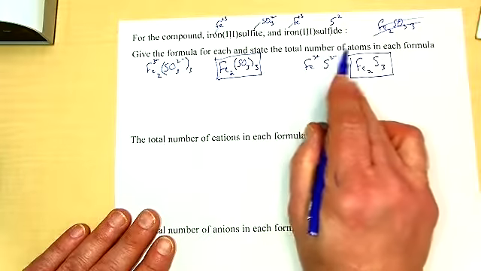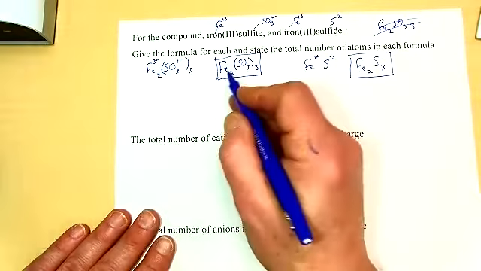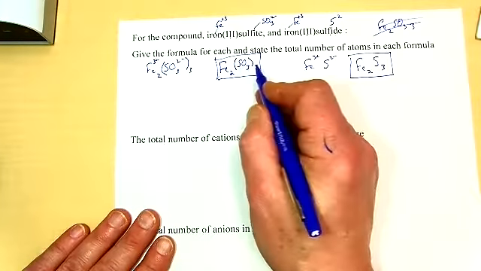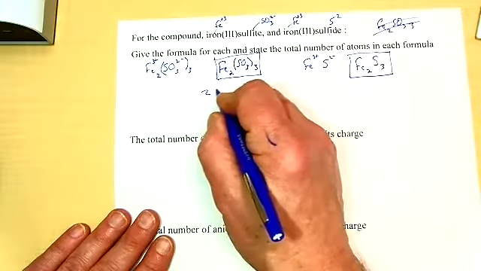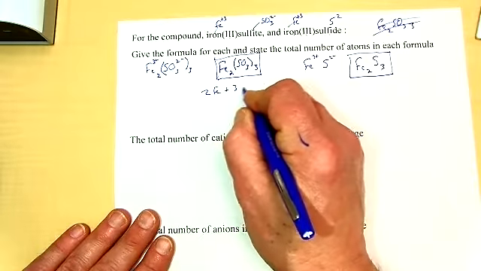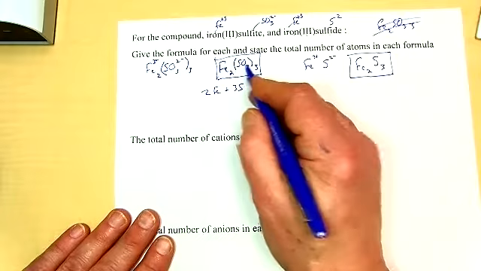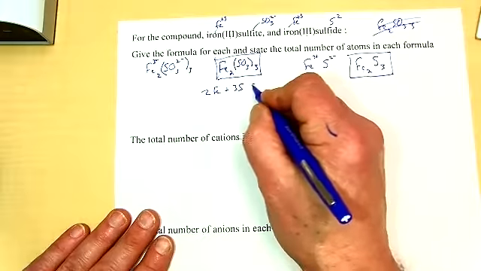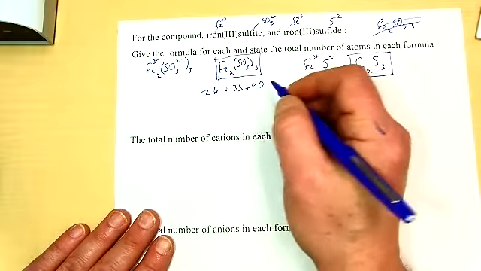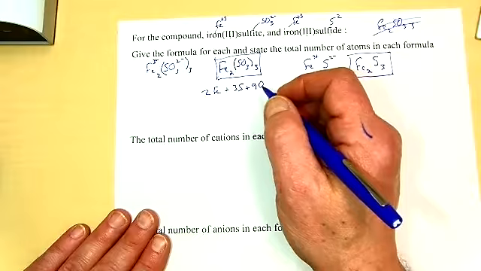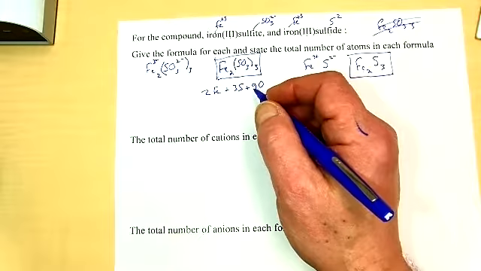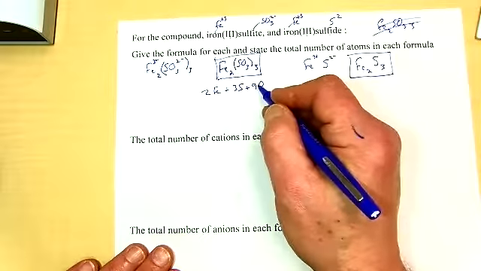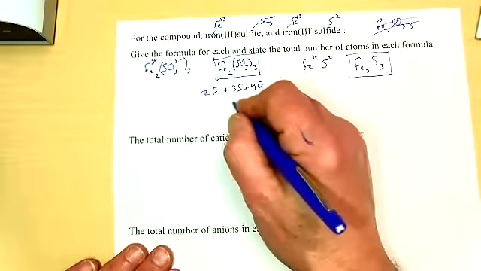Now, state the total number of atoms in each formula. Well, we have 2 irons plus 3 times 1 sulfur, so that's 3 sulfurs. And then for oxygen, it's 3 times 3, which gives us 9 oxygens. Altogether, 2 plus 3 plus 9, we have 14 atoms.